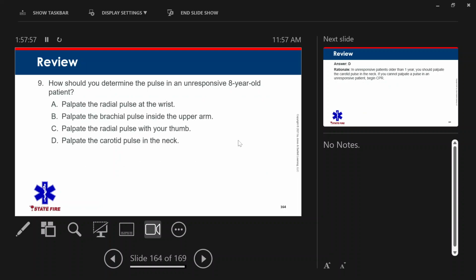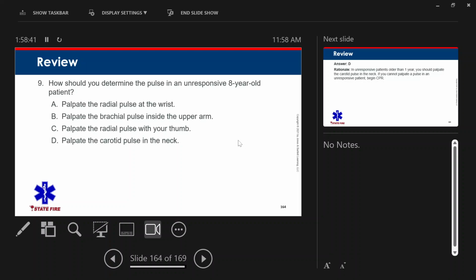How should you determine the pulse of an unresponsive 8-year-old? This is a tough one. Unresponsive, so would I ever go A? Nope, A's out. Palpate the brachial pulse in the inside upper arm. That's a maybe good answer. The only reason I don't like it is because the 8-year-old's probably got a good carotid. But it is a correct way to do a brachial, so I'm going to hold on to B. Palpate the radial pulse with your thumb. That's another radial. It's out. Palpate the carotid pulse in the neck. So you're between which two answers? B and D. Oh, I hate D.